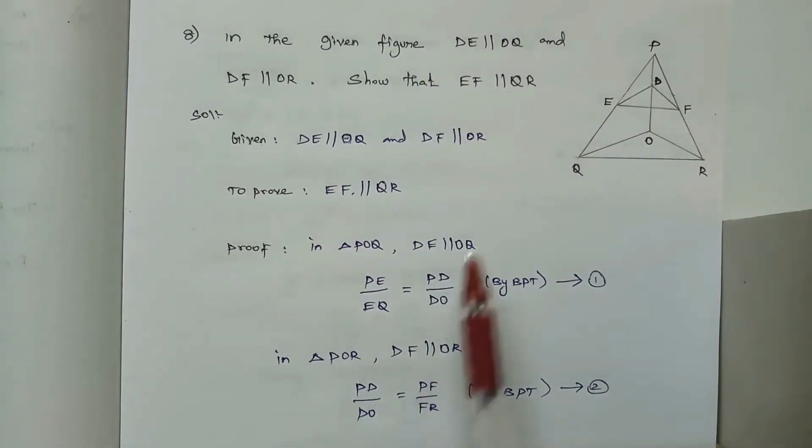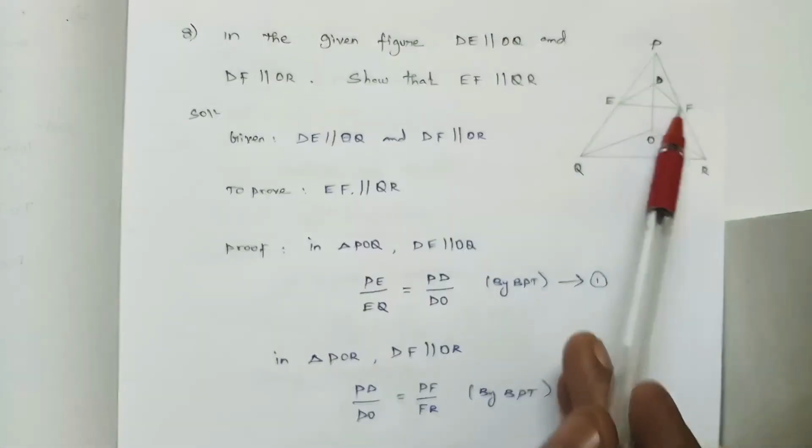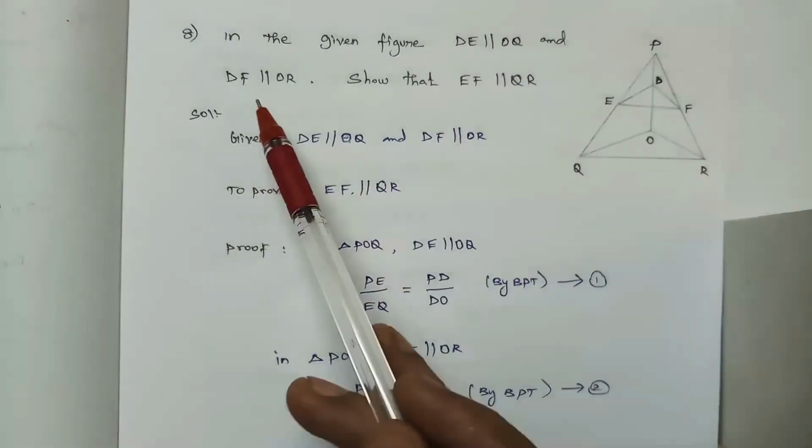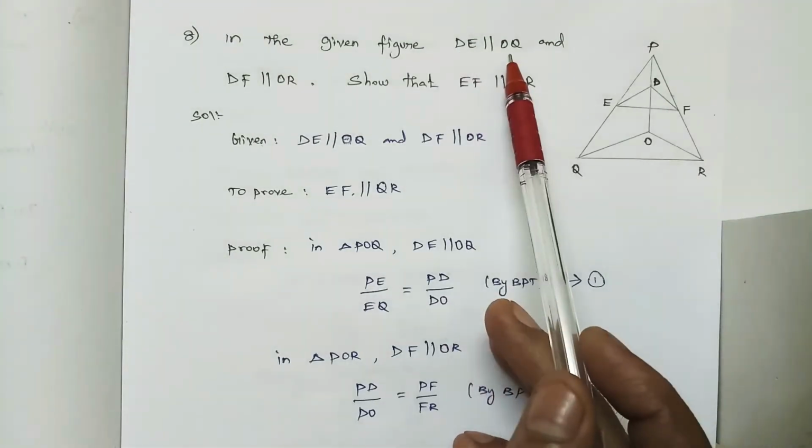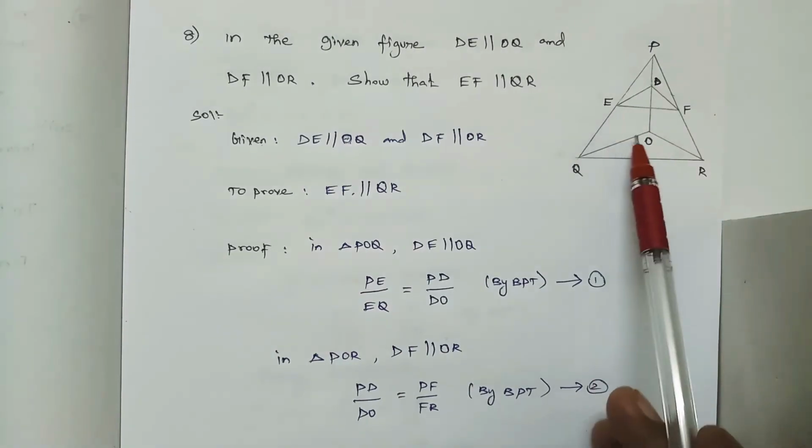So we want to prove that PE by EQ is equal to PF by FR first. We have some givens. DE is parallel to OQ.